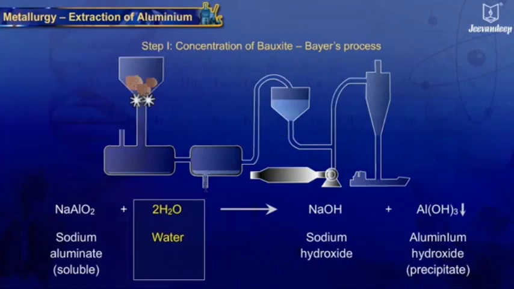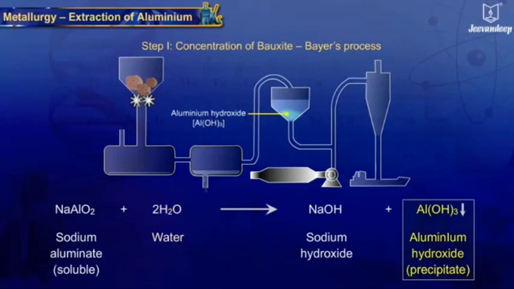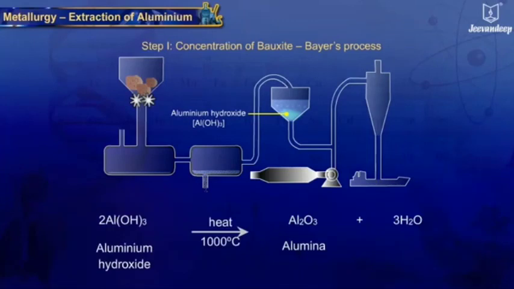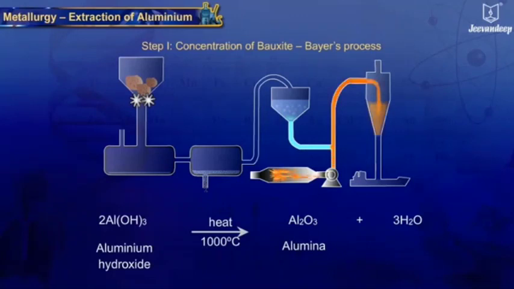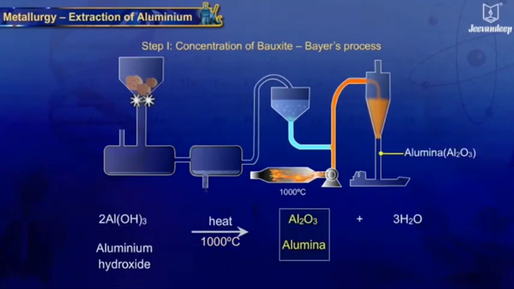This gives a gelatinous precipitate of aluminium hydroxide, that is Al(OH)3, leaving behind sodium silicate in the solution. This precipitate obtained is filtered, washed, dried and ignited at 1000 degrees centigrade to get alumina, that is Al2O3.